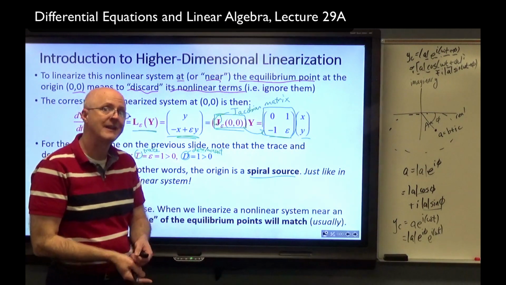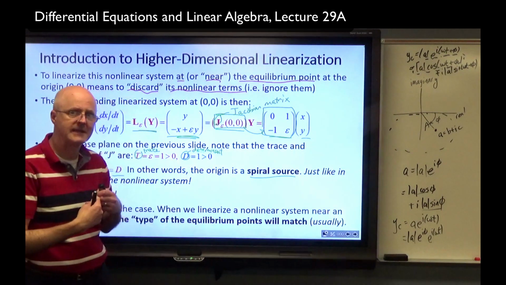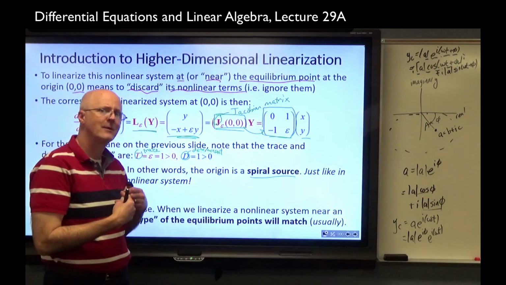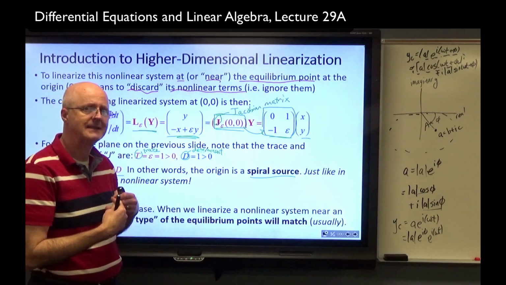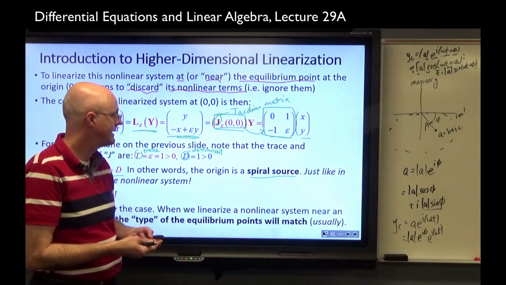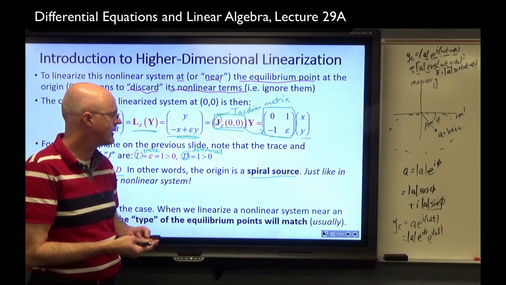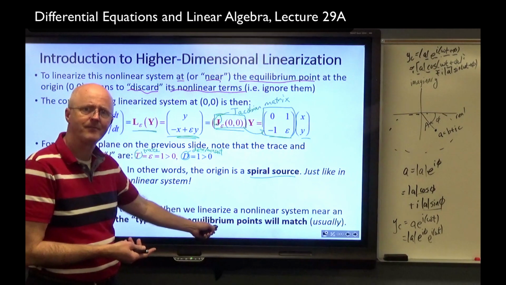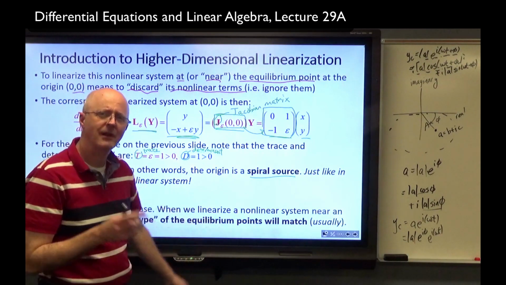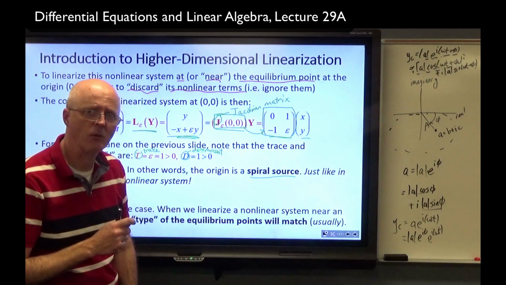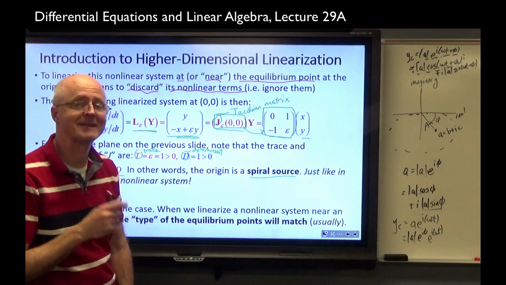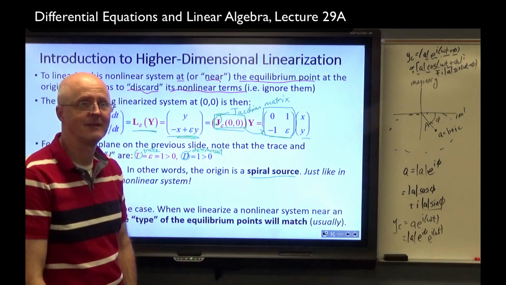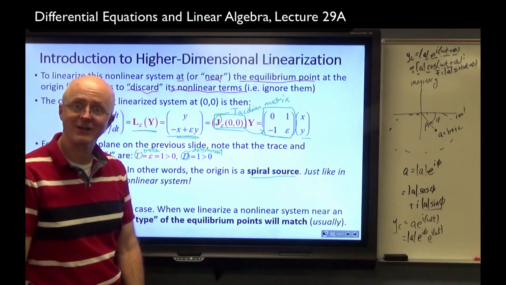If one's a saddle, the other one will be a saddle. If one's a real sink, at least in the non-repeated eigenvalue case, the other one will be a real sink. What's the case where this doesn't happen? The case where you have a center can be a problem. Where the linearized system has a center, the nonlinear system does not necessarily have a center. And that is the end of lecture A. Thanks for watching.